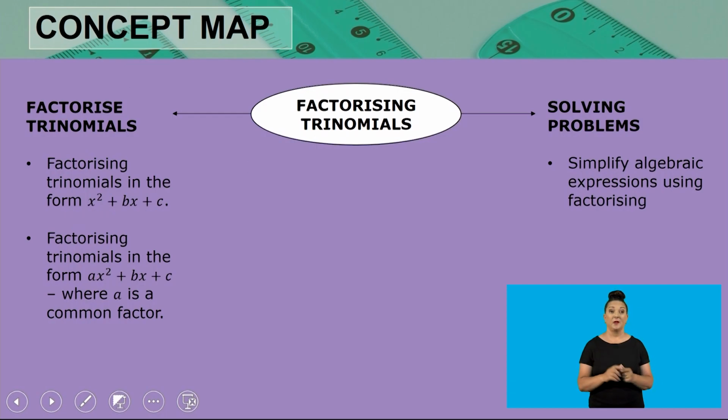Looking at our concept map, we are going to be looking at 2 points today. We are factorizing trinomials in the form x squared plus bx plus c. We are also going to be factorizing trinomials in the form ax squared plus bx plus c, where a is a common factor. We are also going to be solving problems where we simplify algebraic expressions using factorizing.